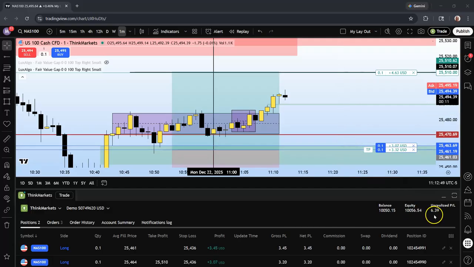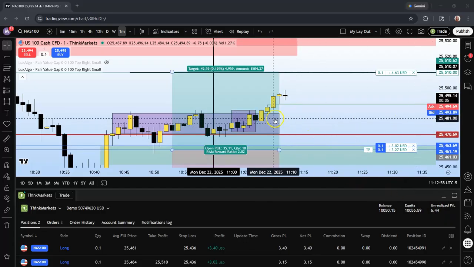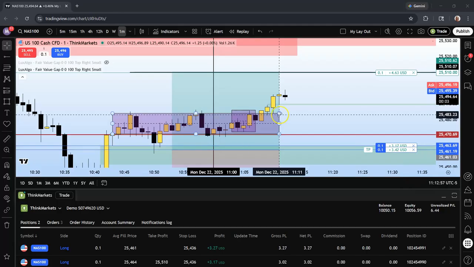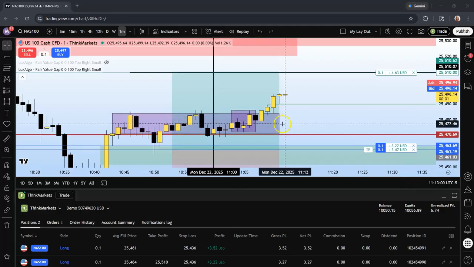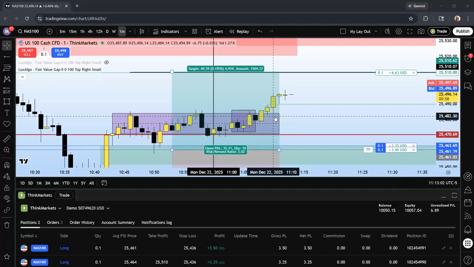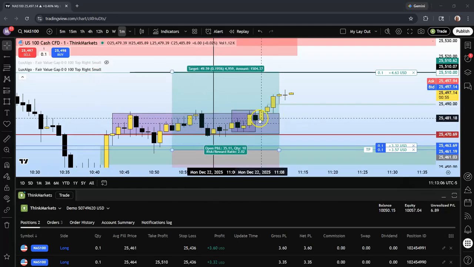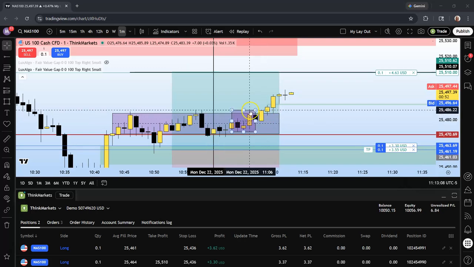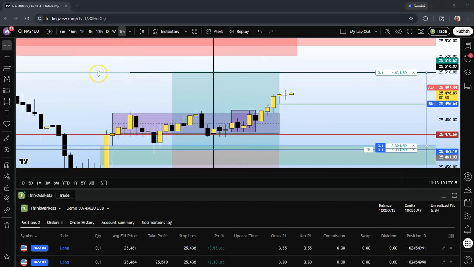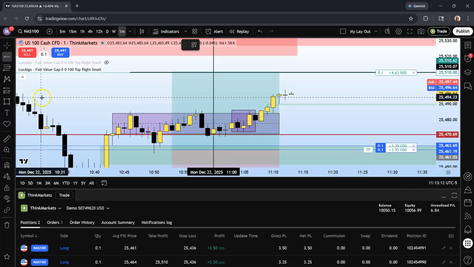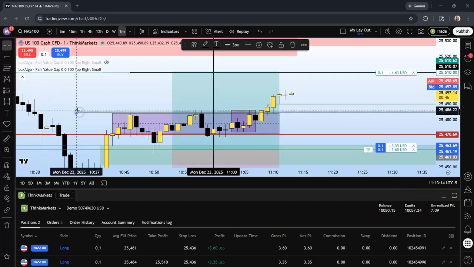Okay, so I'm up $6.39. What I'm going to do right here, since I went above this consolidated box, I'm going to move my stop loss to above the box to secure some profits.